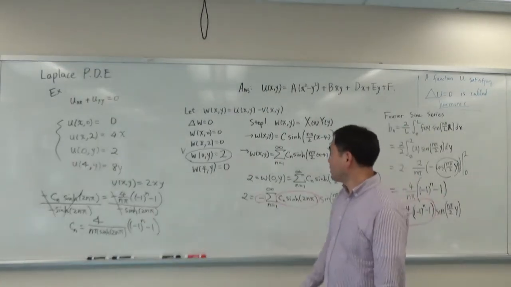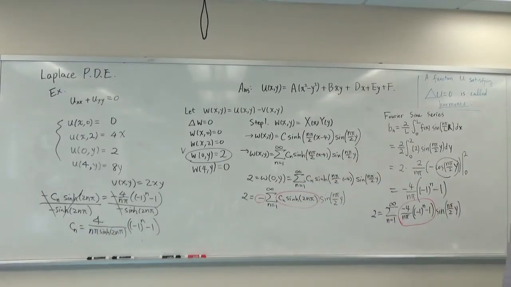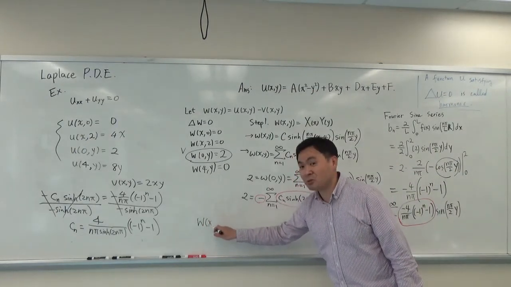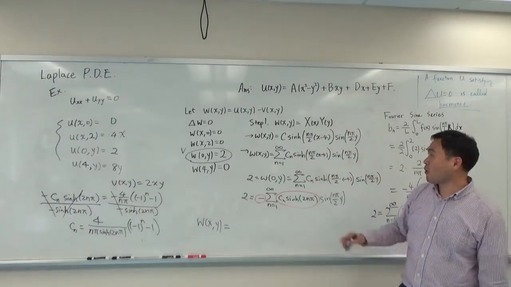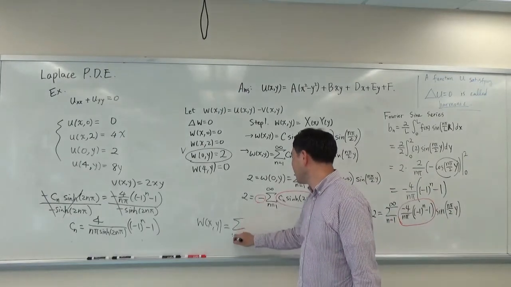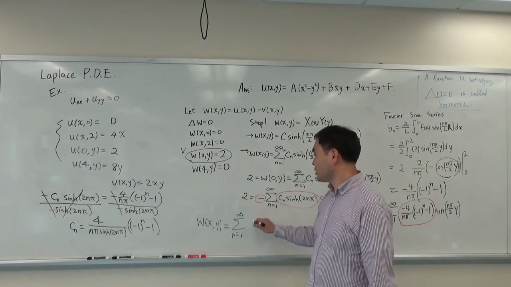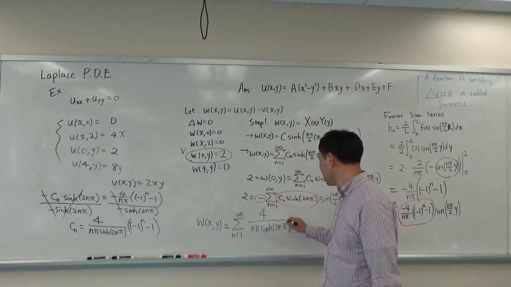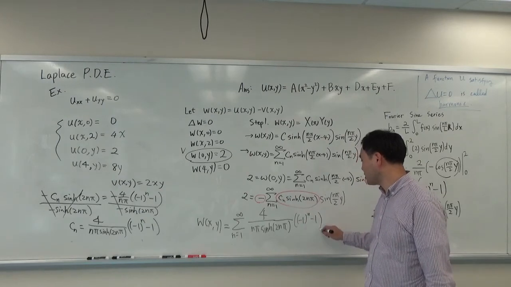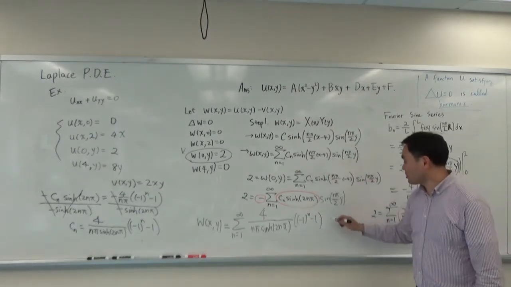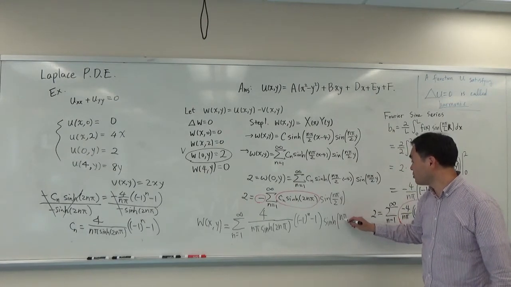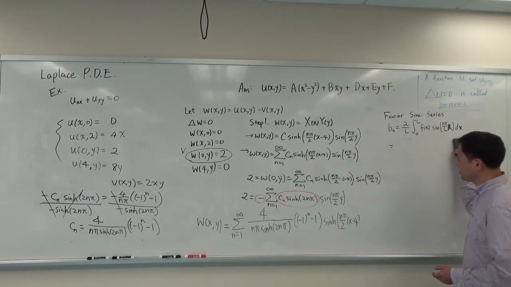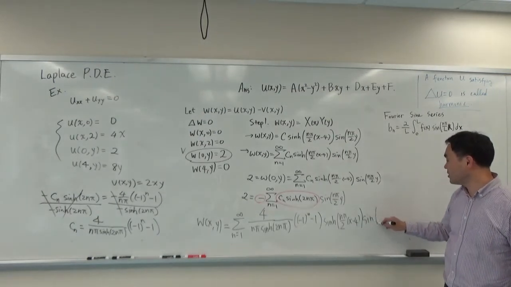And therefore, what do you do? Where does this go? It's now so complicated, you may have forgotten where that goes. We're trying to find w, right? So what is w? w of x, y is what? Where does that go? The c_n, a summation, right here. Summation, n equals 1 through infinity of 4 over n pi sinh 2n pi of negative 1 to the nth power minus 1. Alright, and then I still have to copy the other one: sinh of n pi over 2 x minus 4, times a sine of n pi over 2 y.